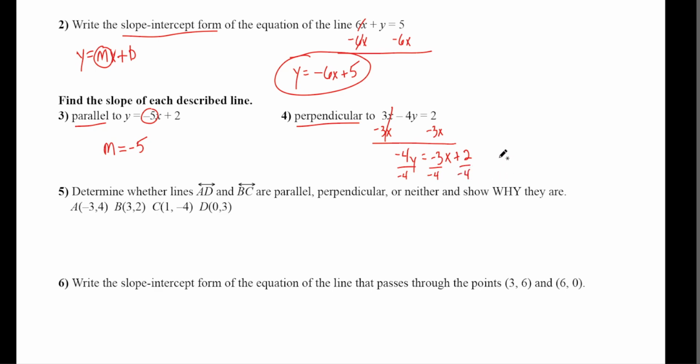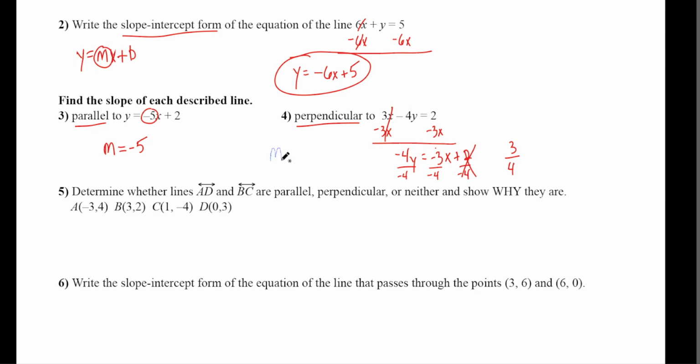Okay, so what is the slope of this line? I don't even care about the y-intercept. What is the slope? It's negative 3 over negative 4, correct? But is that the slope of a line that's perpendicular to it? No. It's positive 3 over 4. Thank you. It's positive 3 over 4, because negative over negative is positive. Thank you for that. Okay? So the slope of this line right here is positive 3/4.